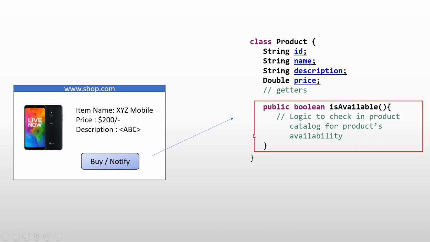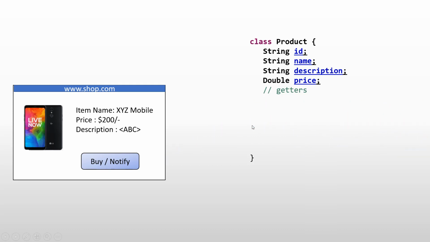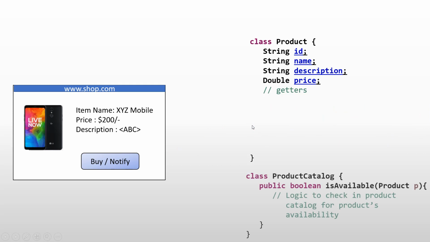So what we need to do is take this method out of this class, and write a new class called ProductCatalog, and under that we can have the isAvailable method. The UI after that can call this isAvailable method and pass the instance of the Product which is available to the UI, and then get to know whether the product is actually available or not. Based on that, it can display the Buy or Notify label on that button. So this is how the single responsibility principle can be applied.